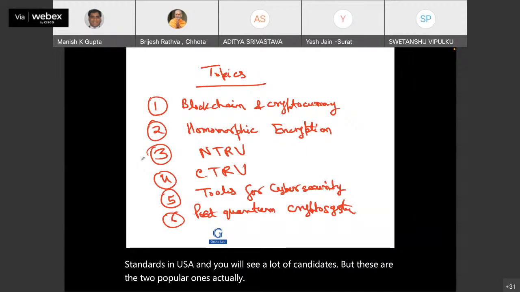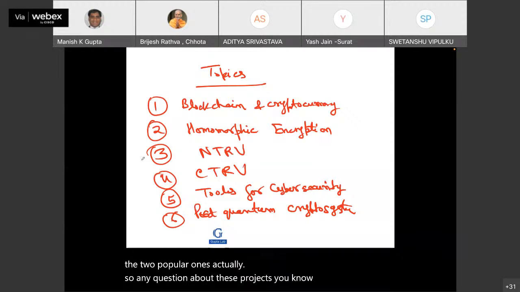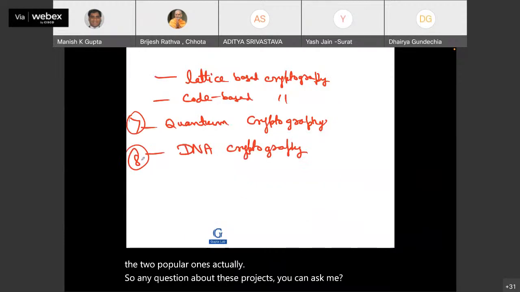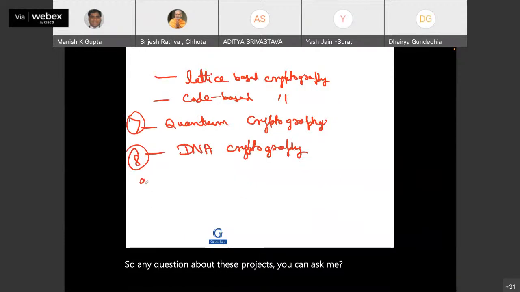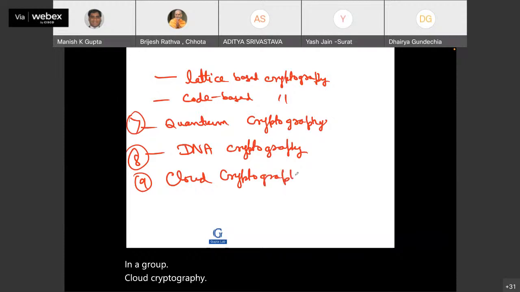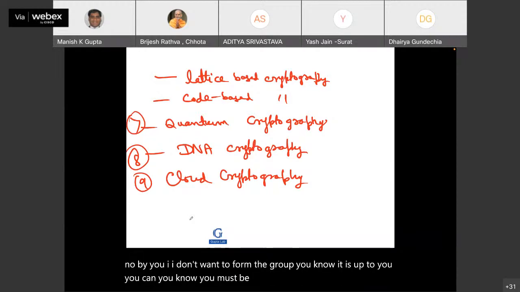So, any question about these projects? You can ask me. Sir, are the projects individual or in a group? In a group. Okay. And the groups will be formed by you? Or can we choose our group? I don't want to form the group. It is up to you. You must be comfortable with some people. Okay, sir. Thank you.